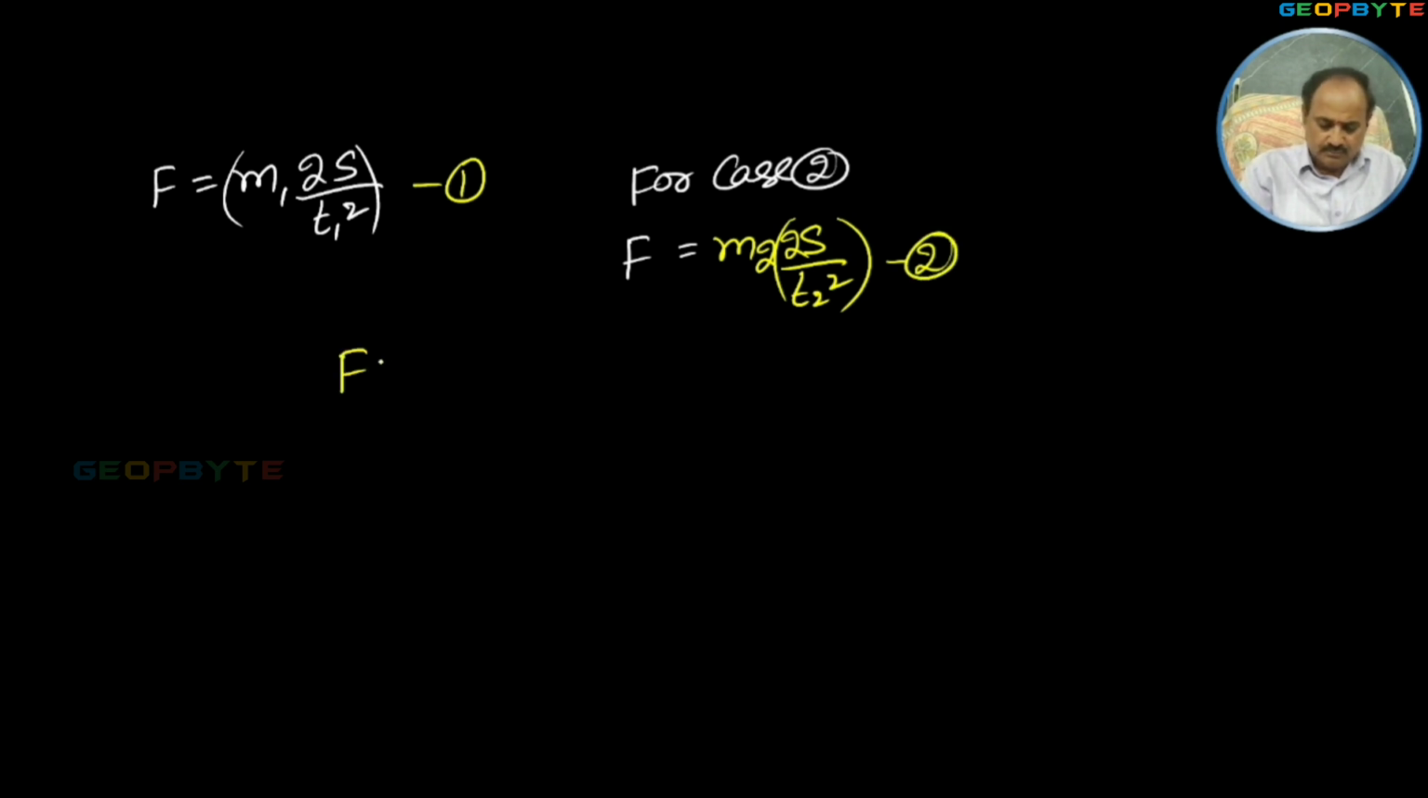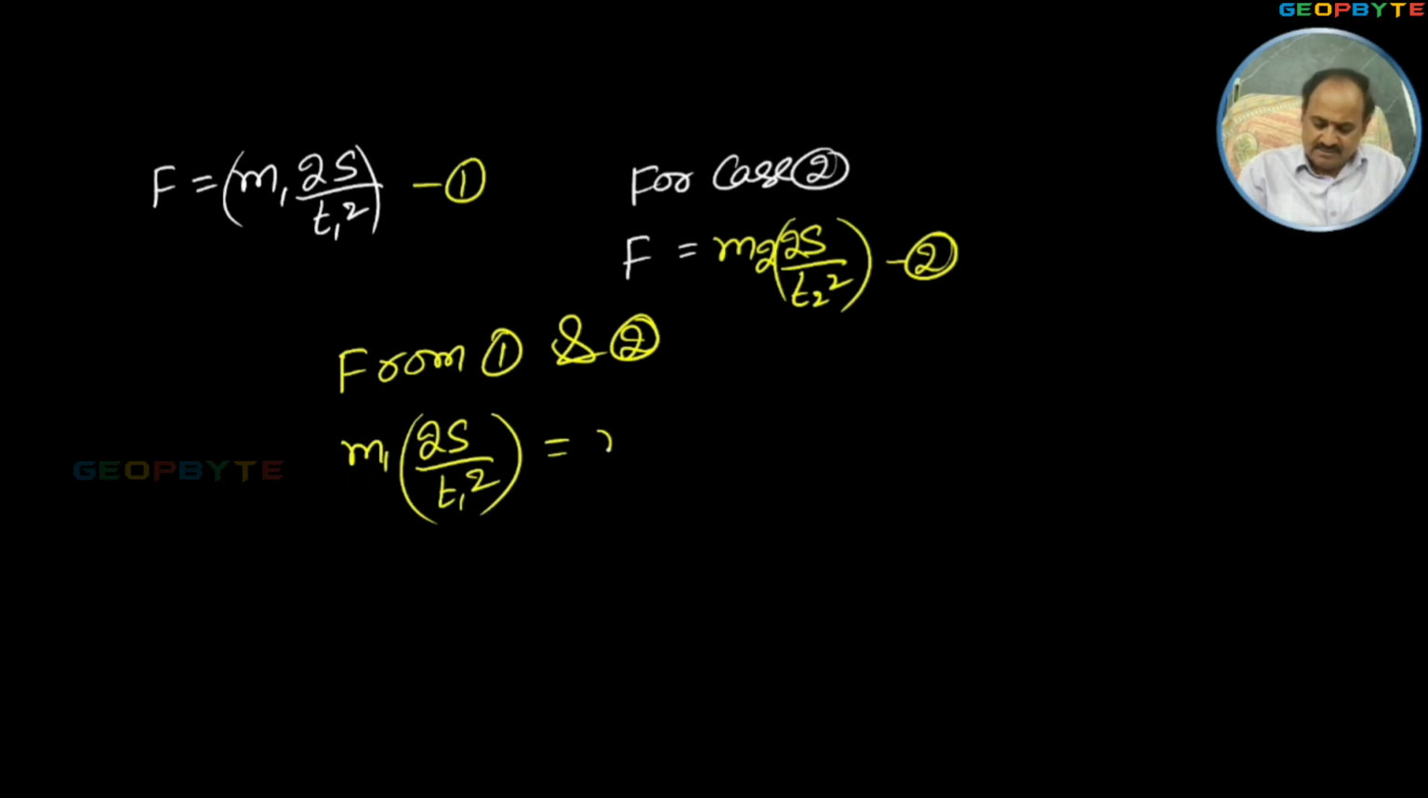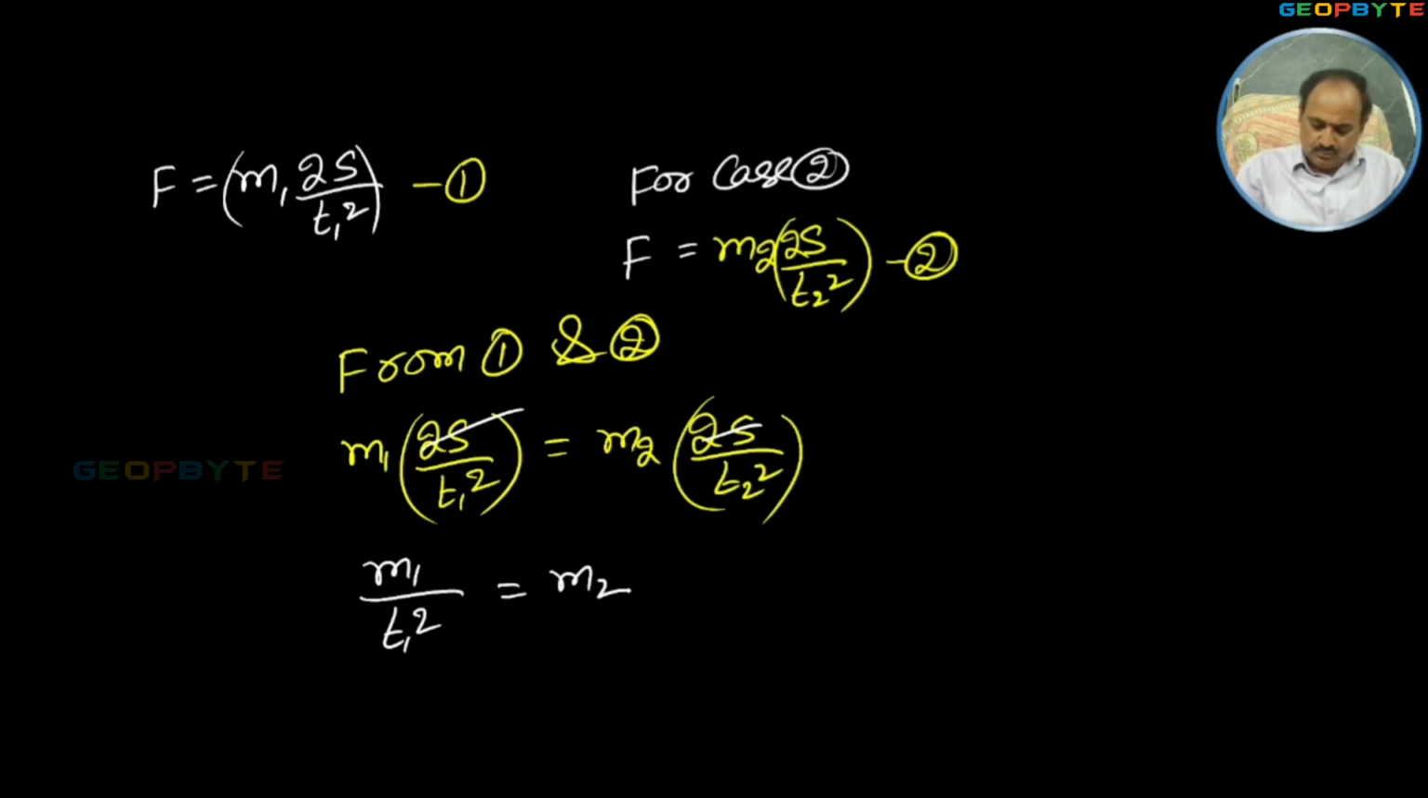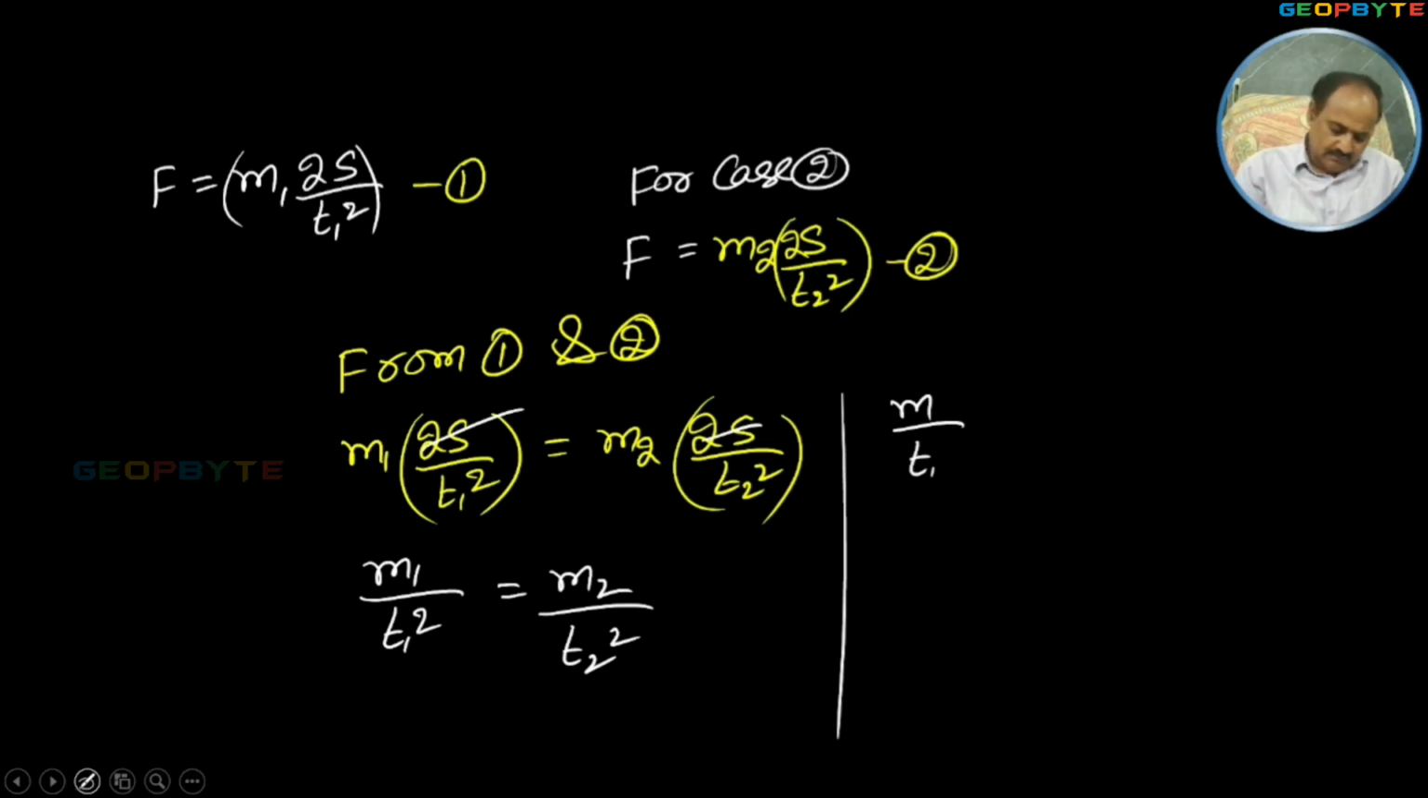From 1 and 2, I can write that m1 into 2s by t1 square. It is traveling for the same distance, s remains same, m2 into 2s by t2 square. This 2s part is cancelled. Finally, it is m1 by t1 square equal to m2 by t2 square. But m1 equal to m only, by t1 square. m1 t1 square is given.